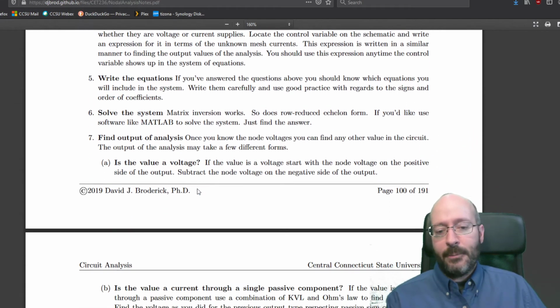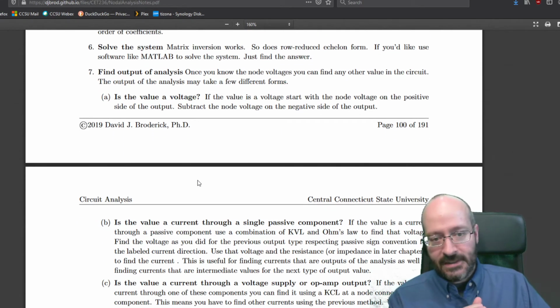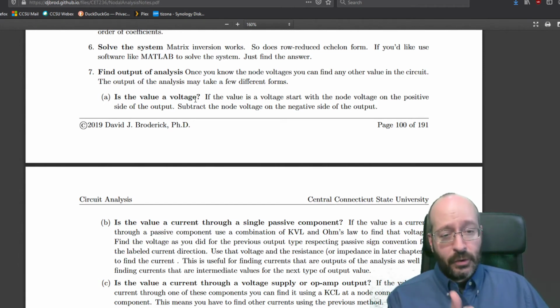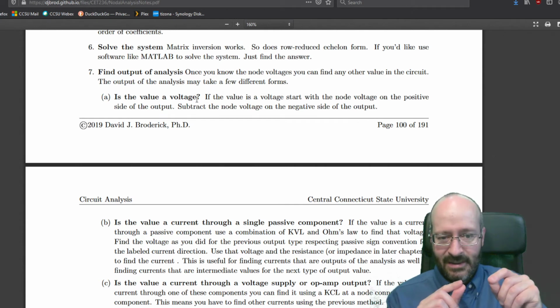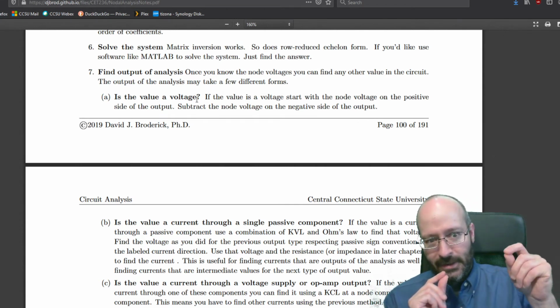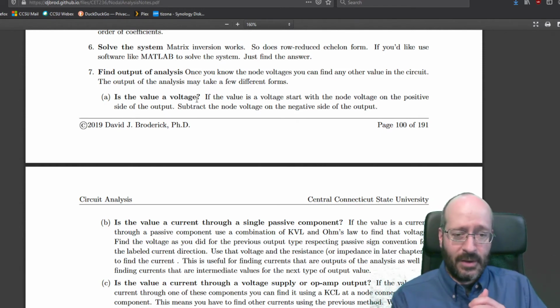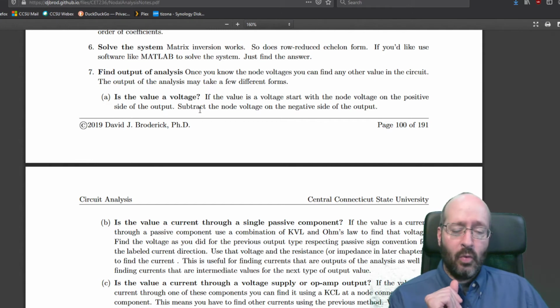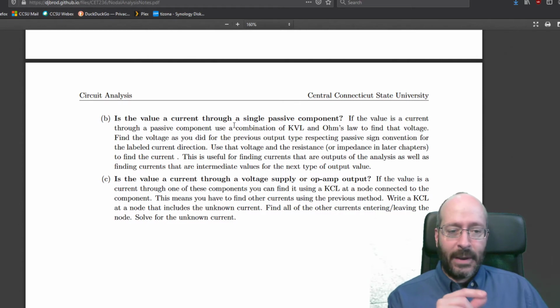And then use the output, right? Once you have the node voltages, use them to go find the other stuff that you're interested in in the circuit. So if you're looking for a voltage, then all you have to do is say, where am I sticking the red probe? Where am I sticking the black probe? So what's plus and what's minus? Subtract the minus one from the plus one, and that's your voltage. I think the voltage is the easiest thing to go after with nodal analysis, once you know the node voltages.